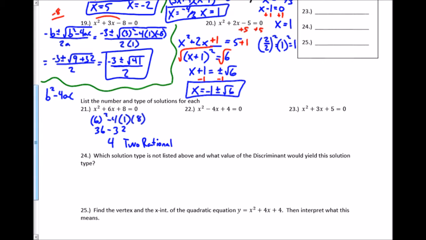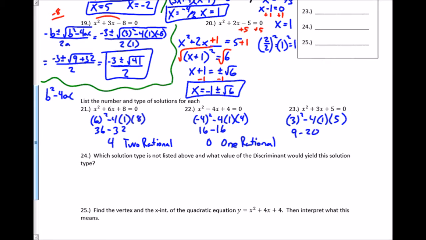And number 22, I do the same thing. I do b squared minus 4ac. I simplify, that's going to be 16 minus 16, which is 0. When I get a 0 for the discriminant, it means I have 1 rational solution. And now if I apply the same thing to the last one, I do b squared minus 4ac. That's going to give me 9 minus 20, which is negative 11. When I get a negative value under that square root, it means I have 2 complex solutions.